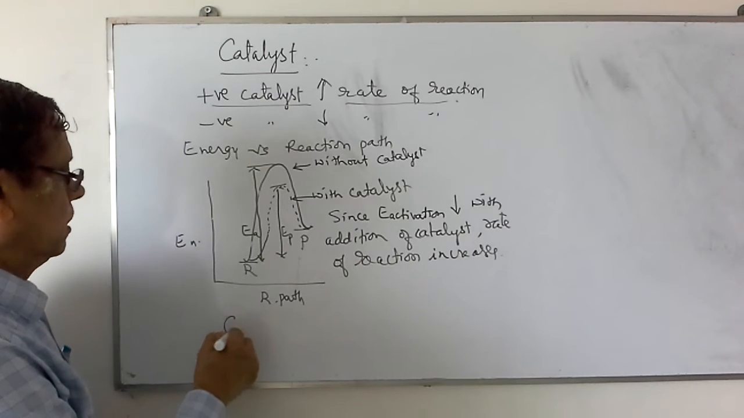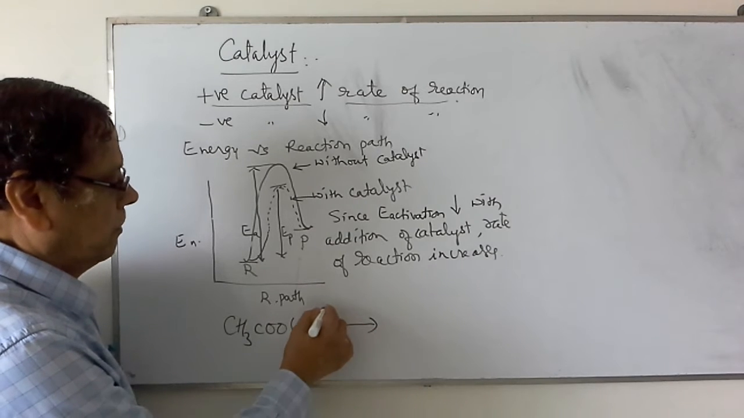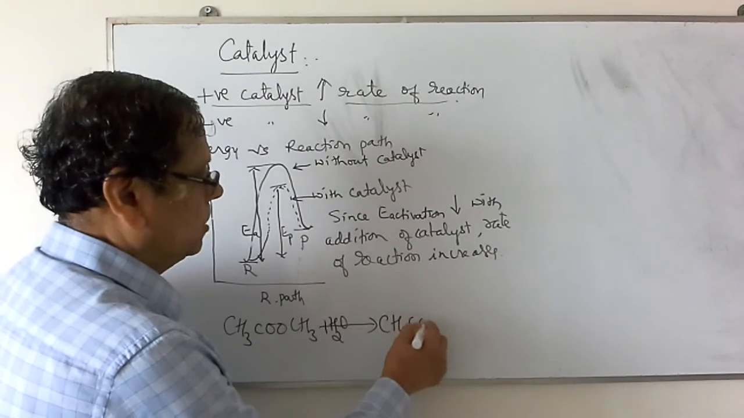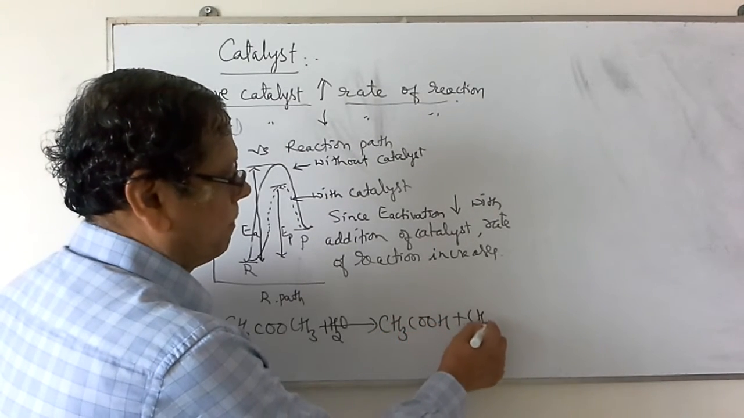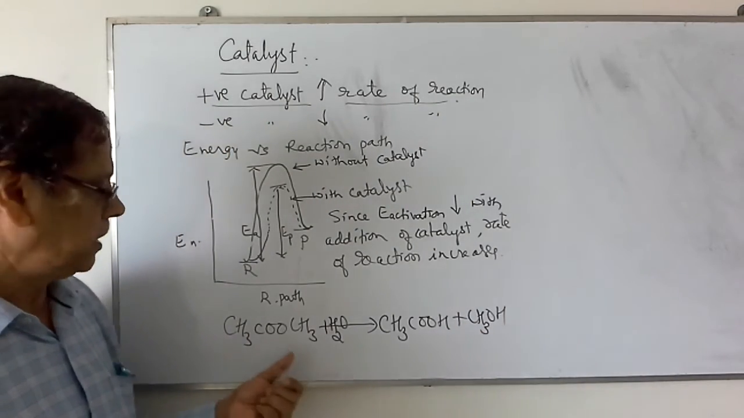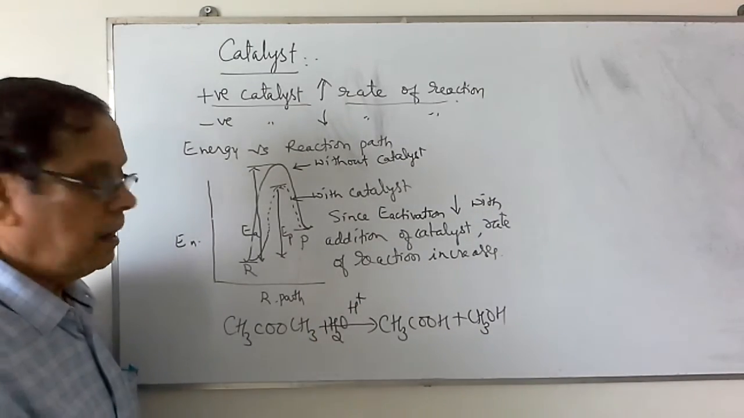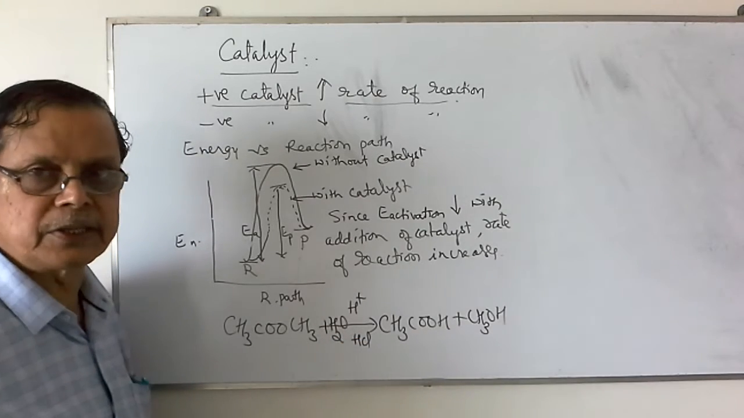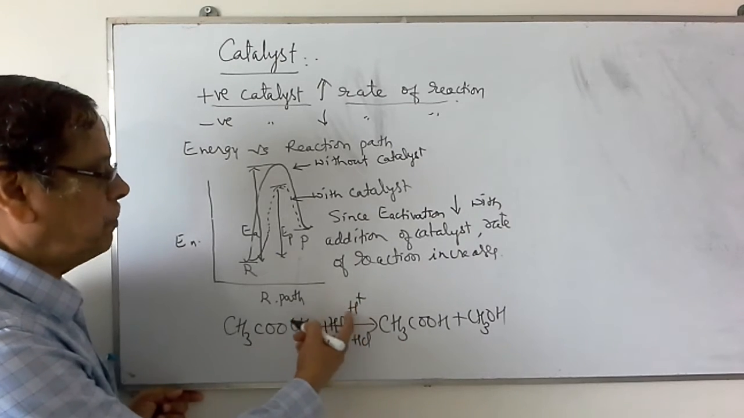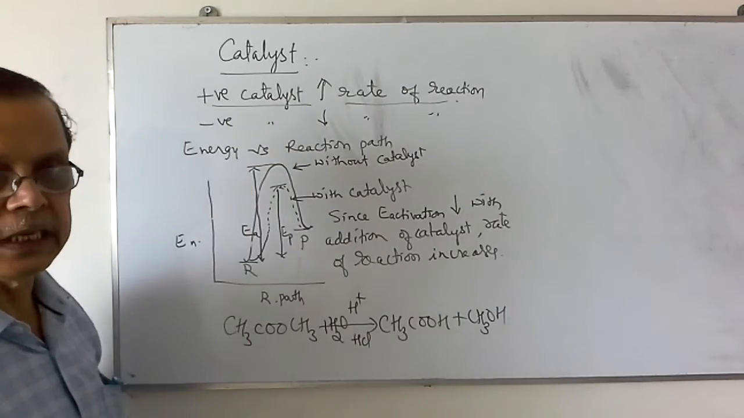Suppose you take the hydrolysis of methyl acetate, CH3COOCH3 plus water, giving rise to CH3COOH plus CH3OH. If this reaction is carried out in absence of any acid, the reaction proceeds at a slower rate. But if you add a catalyst, H+, like HCl, H2SO4, etc., dilute acids, then automatically we observe that the rate of reaction increases, because this H+ acts as a positive catalyst. So that is one explanation regarding the catalyst.